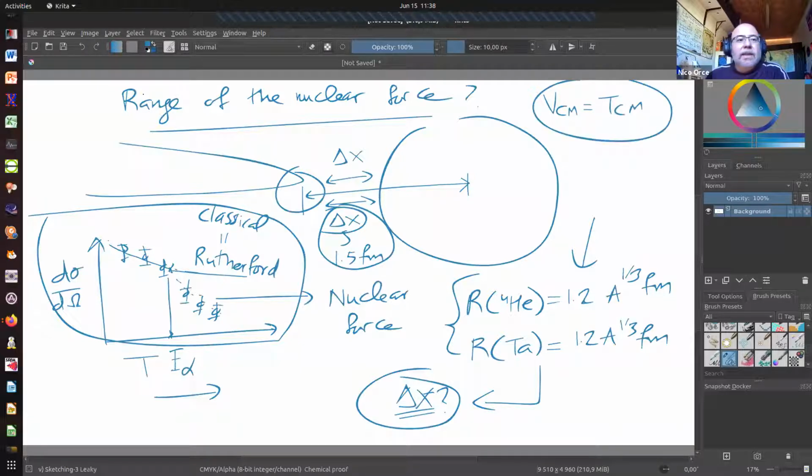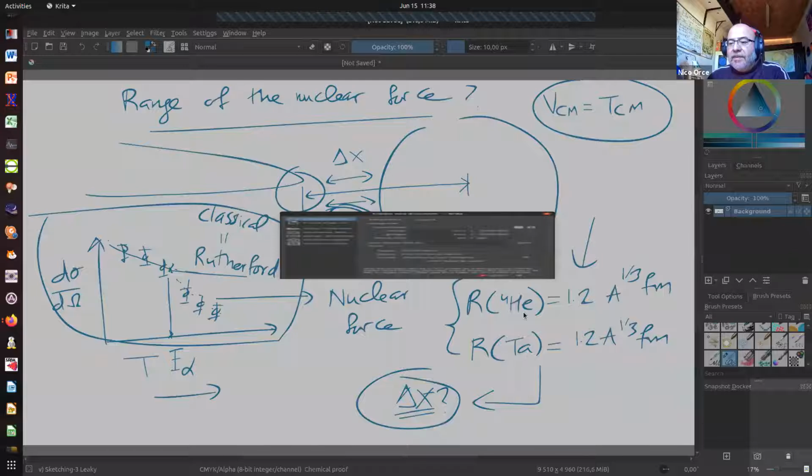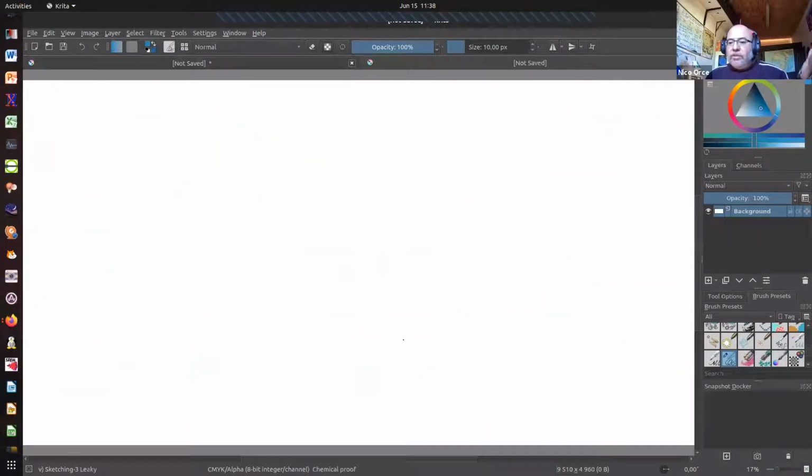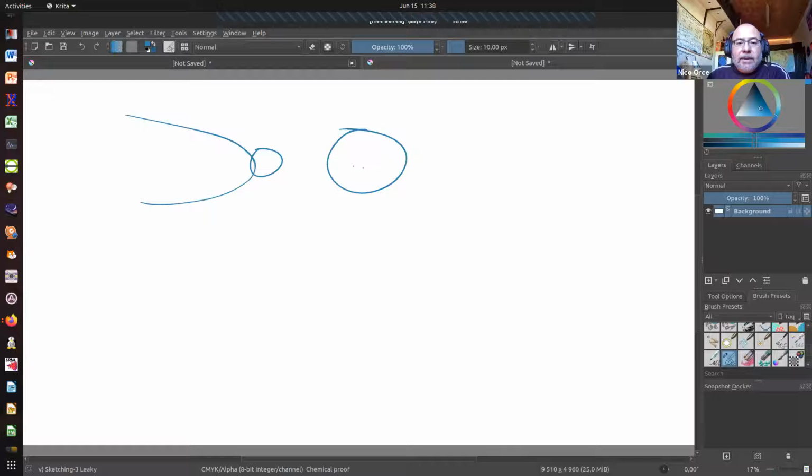So now let's answer that question in particular. I just changed the problem: deduce the range of the nuclear force instead of deducing the radius of the tantalum or the silver. In that particular situation where these two get together, this guy is coming in and this guy is there. This is the radius of that particle, this is the radius of the other particle, and this is the range of the nuclear force.